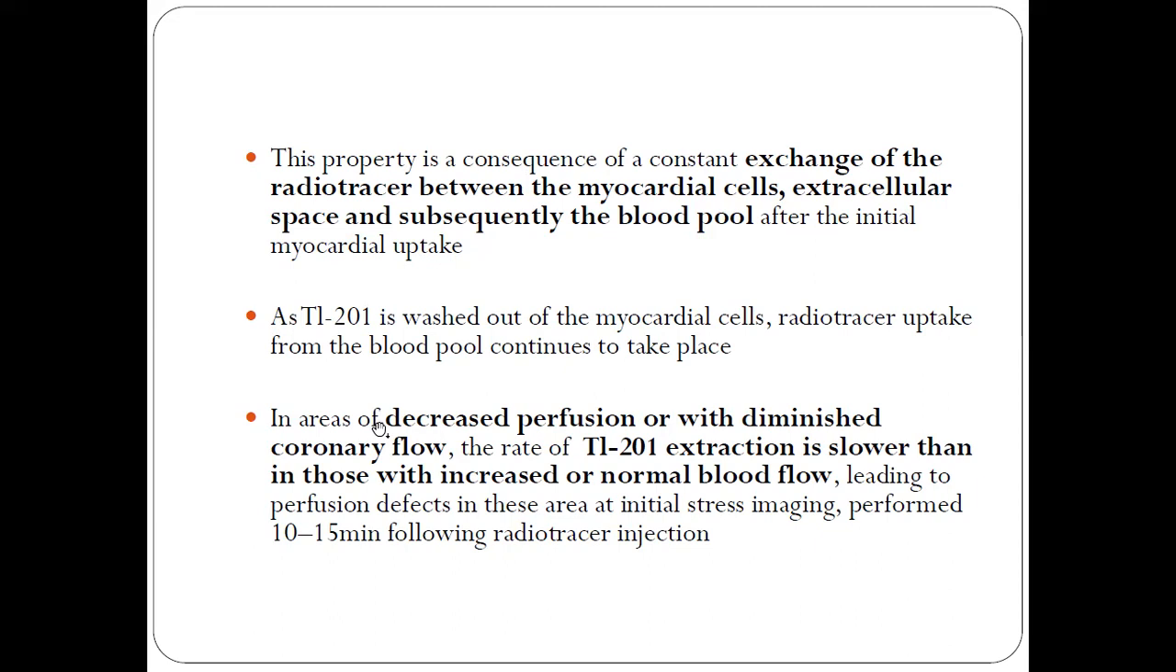In areas where there is decreased perfusion, suppose the myocardium has taken up thallium but there is diminished coronary flow at that region. Then the coronary arteries and blood supply will not be able to take this radiotracer back from the myocardial cells, and there will be persistence of thallium-201 staining. So thallium-201 extraction will be slower than in areas with normal blood flow.